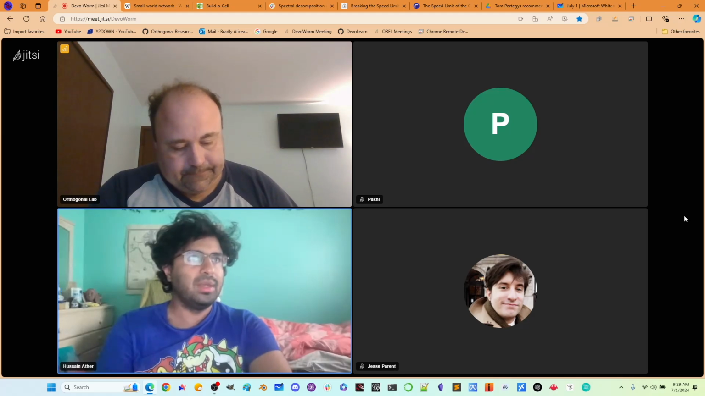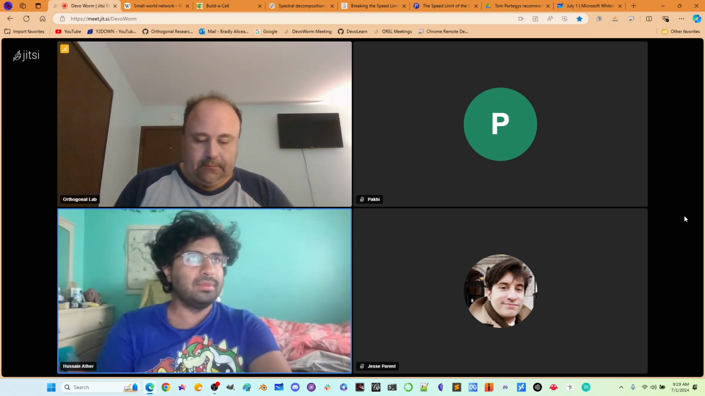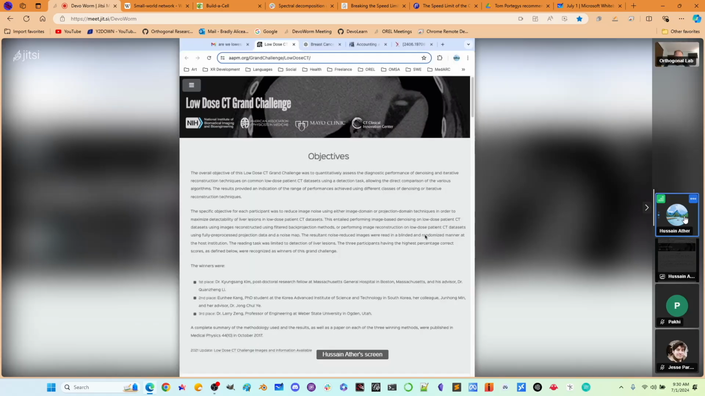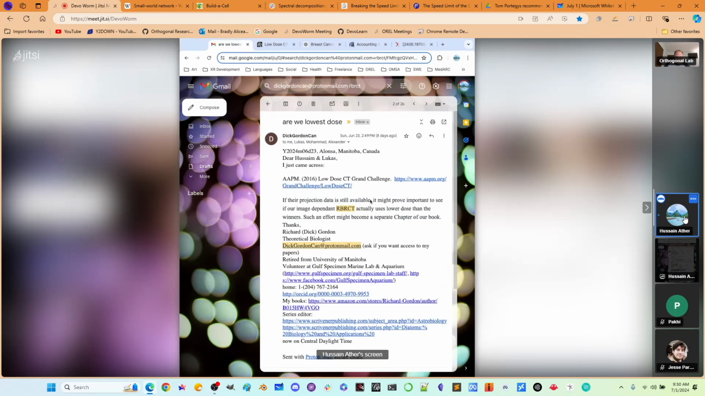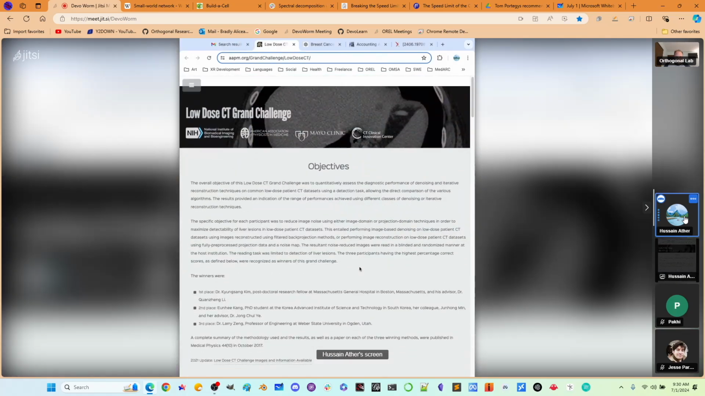Let me just share my screen. All right. Show this. The low-dose CT challenge. There we go. Like Dick was asking me, are we lowest dose? Yeah. Getting the writing together on this.